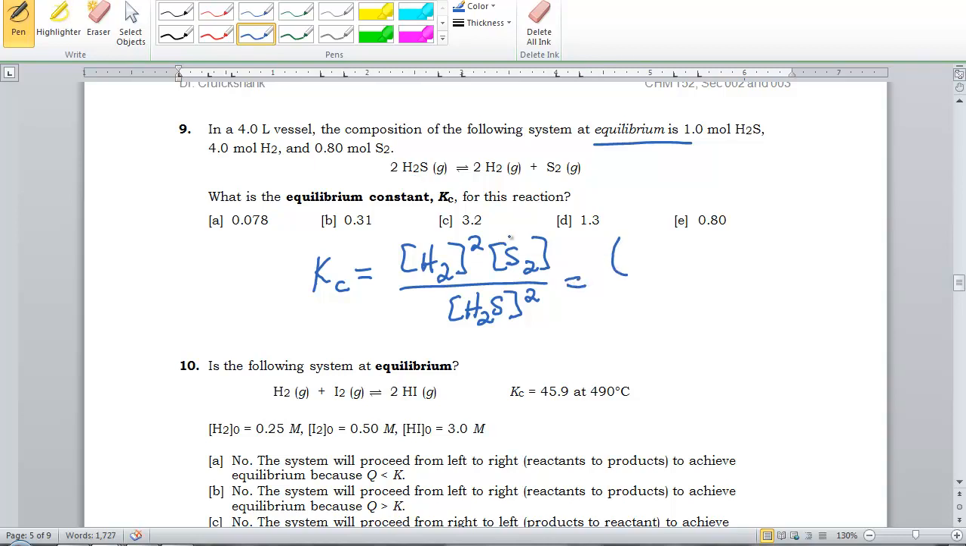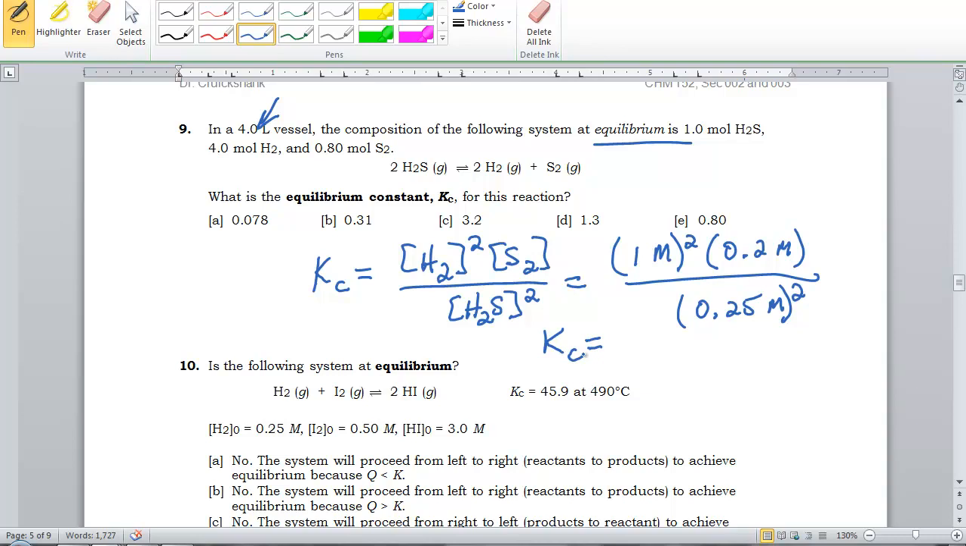So in this case, we have to convert these. We do have a 4-liter vessel. So hydrogen, 4 moles divided by 4 liters is going to be 1 molar. Sulfur, 0.8 divided by 4, 0.2. And then H2S, 1 mole divided by 4, it's going to be 0.25 molar. And that is squared. So you should come up with a Kc value of about 3.2.